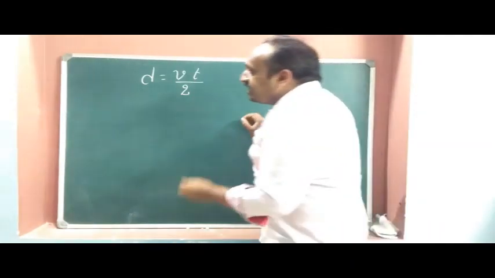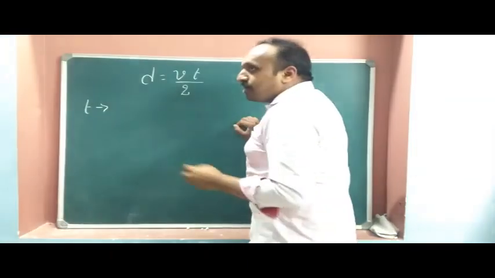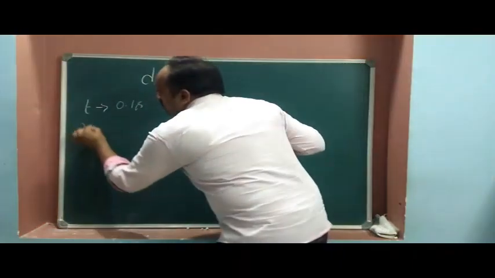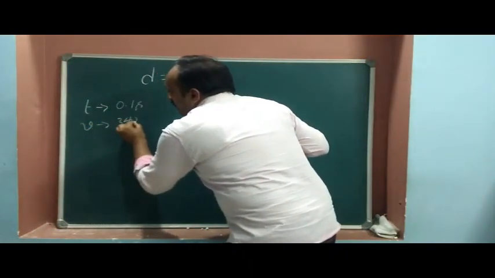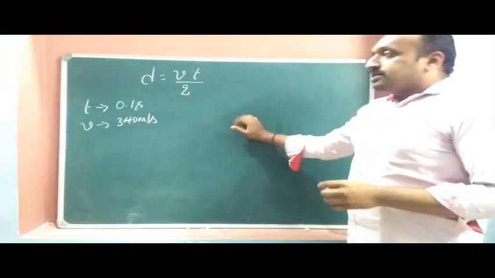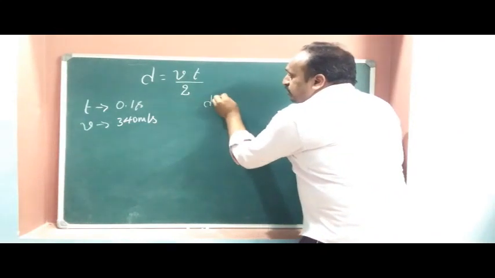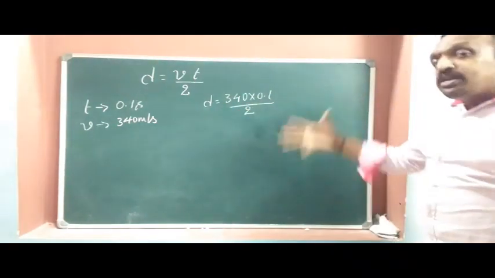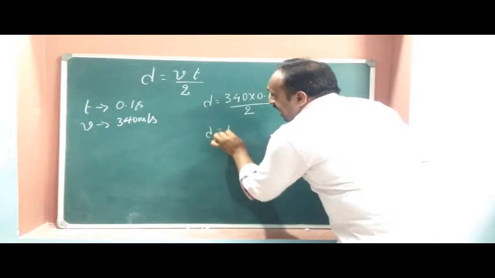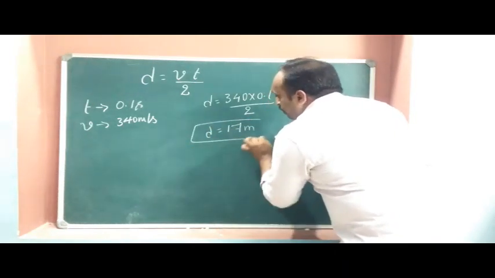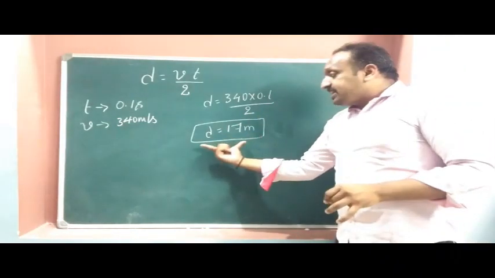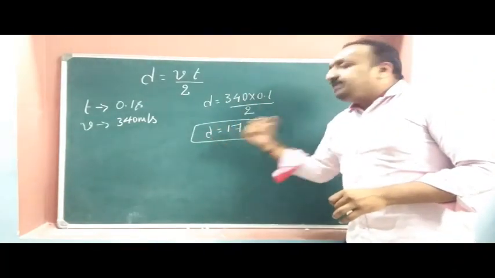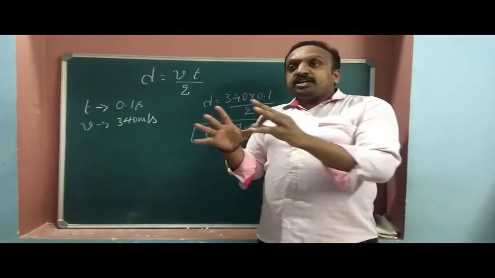See here, we know very clearly the perception time of the ear is 0.1 second. And the velocity of sound is 340 meter per second. Then find out the distance. D equals 340 into 0.1 by 2. After calculation, we got the value of D as 17 meter. So the minimum distance required for the formation of an echo is 17 meter.